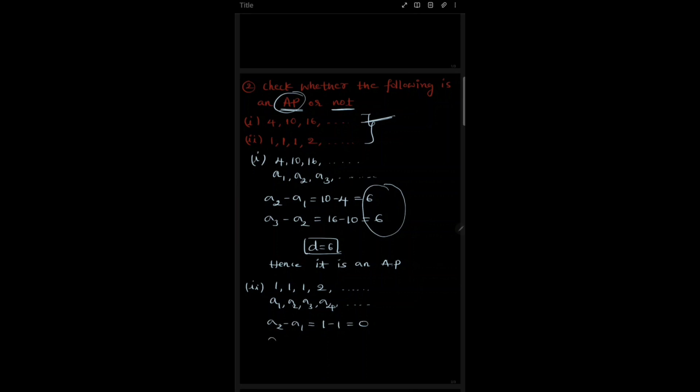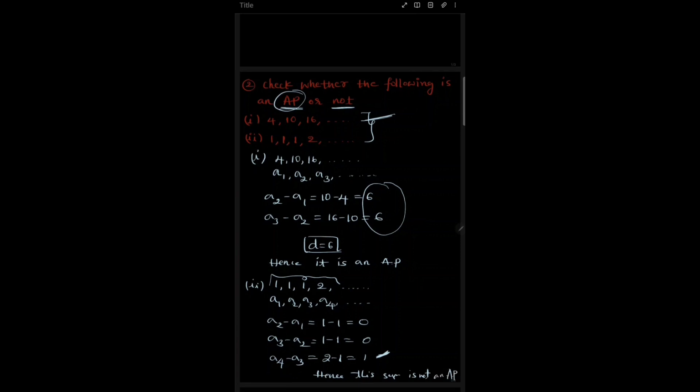Right. Next A3 minus A2. A3 minus A2, I get again 1 minus 1 is equal to 0. But here A4 minus A3, that is 2 minus 1, I get 1. So here it is a different number, right? So therefore you have to check all the numbers. In the middle there will be a different number. Means constant number is different. Therefore if constant number is different, then it is not an AP. Hence this sequence is not an AP.